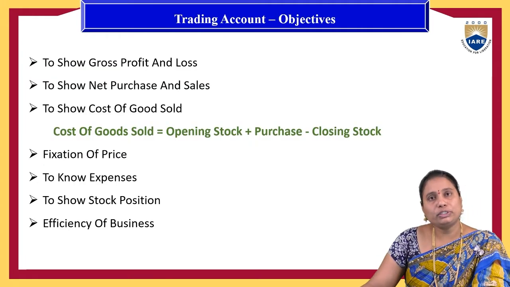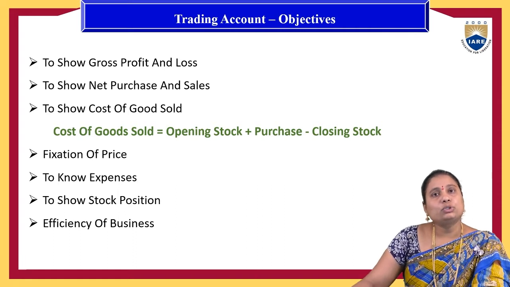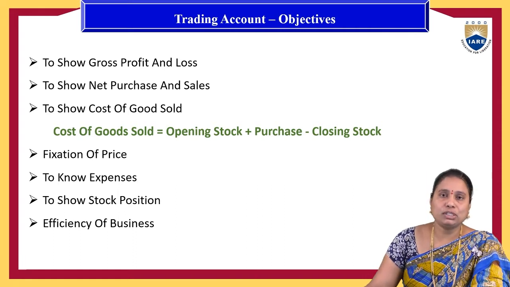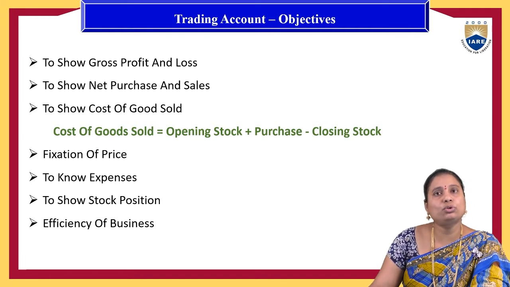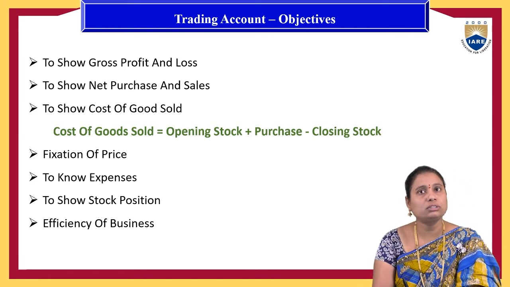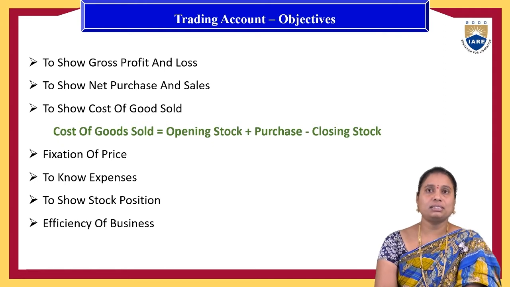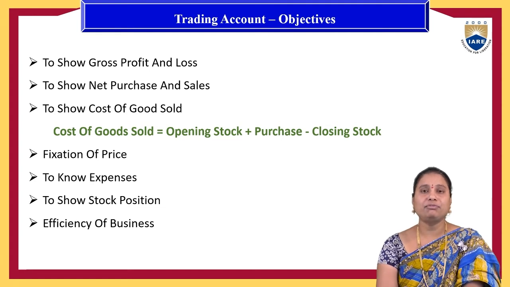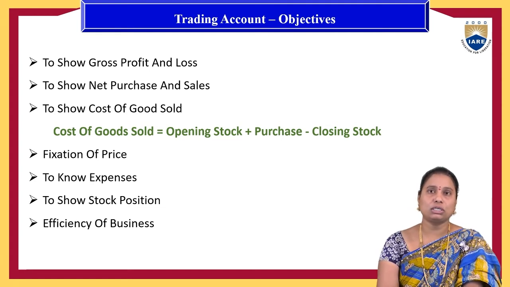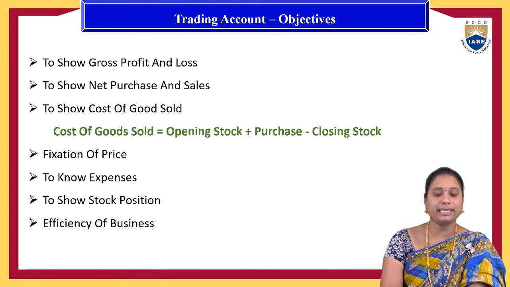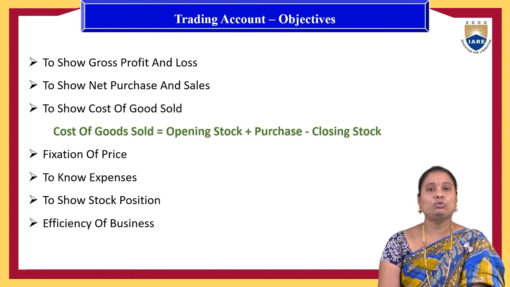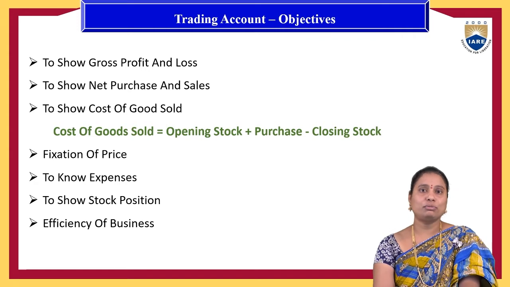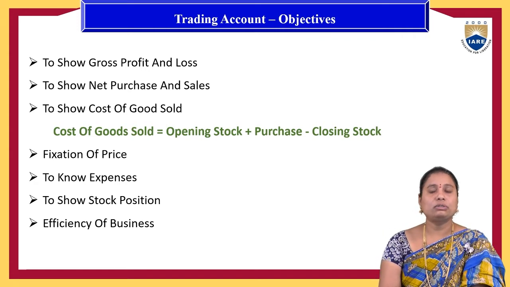The objectives of this trading account are to identify the direct expenses of the business transactions, to show the gross profit and gross loss, to show the net purchases and sales of the organization, as well as how much expenditure has been incurred for producing the goods. That is, the cost of goods sold can be easily identified, and this will help them to fix the best price for the product and to know the expenses, stock positions and efficiency of the business transactions. This trading account helps a lot.